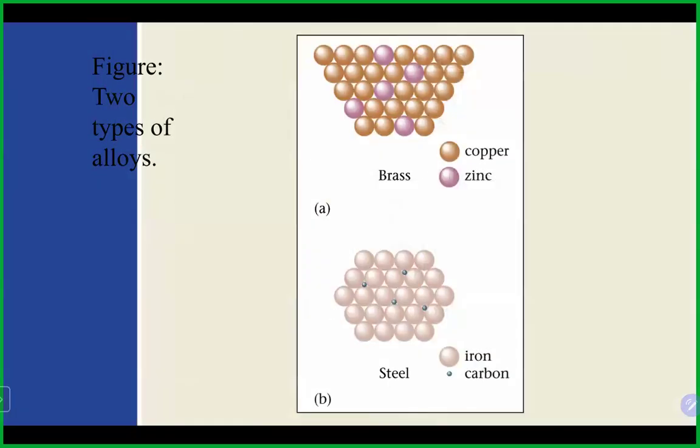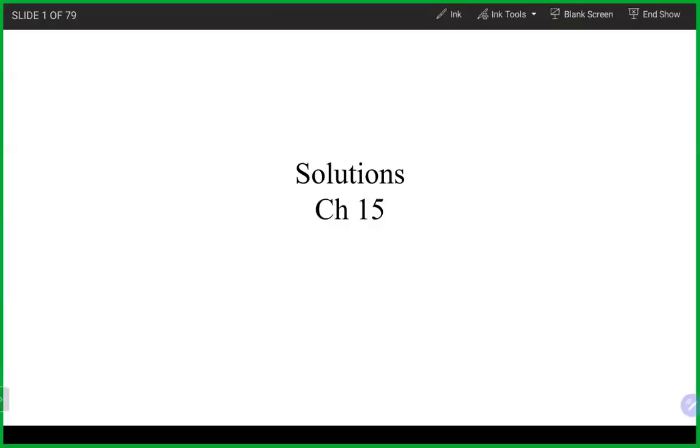So here's our brass, where we swap out some of our copper with some zinc, and they're basically the same size. Here is steel, where it's mainly iron, but in these little crevices between the different iron atoms, we have these carbon atoms inserted in their place.